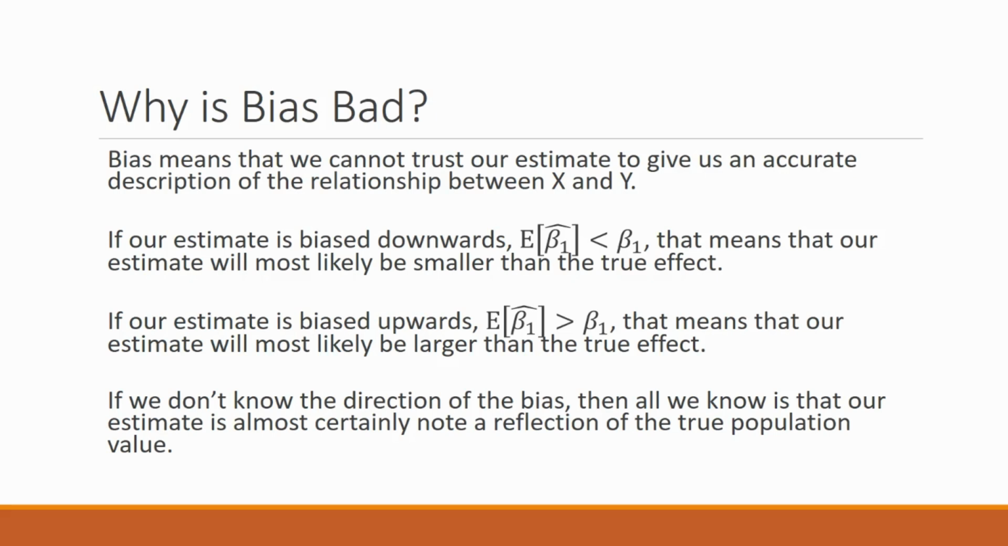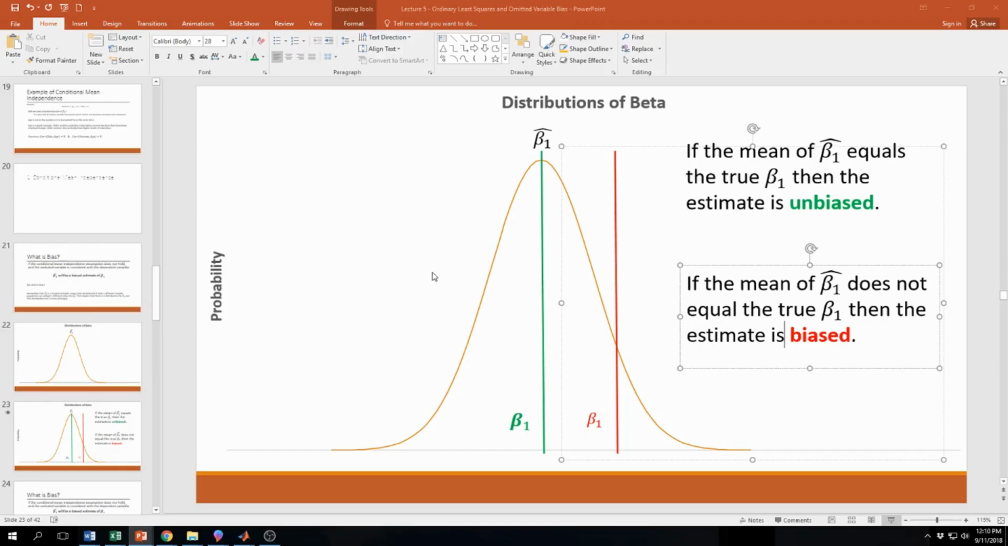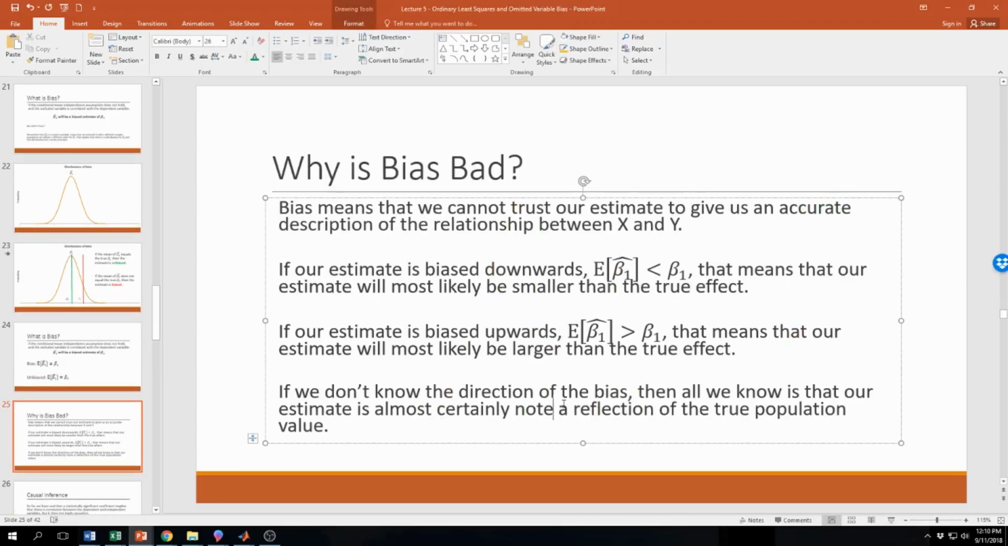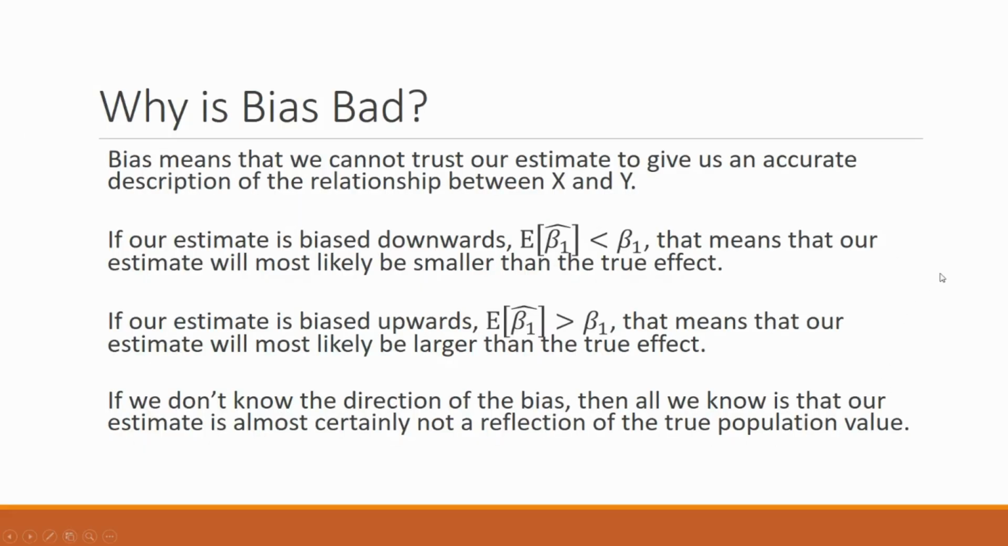If we don't know the direction of the bias, then all we know is that our estimate is almost certainly not a reflection of the true population value. If our estimate is biased, it is not giving us a good representation. And if there's a lot of bias and we don't know the direction of the bias, then we effectively don't have any information about the relationship between x and y. We can't really draw any meaningful conclusions from it.